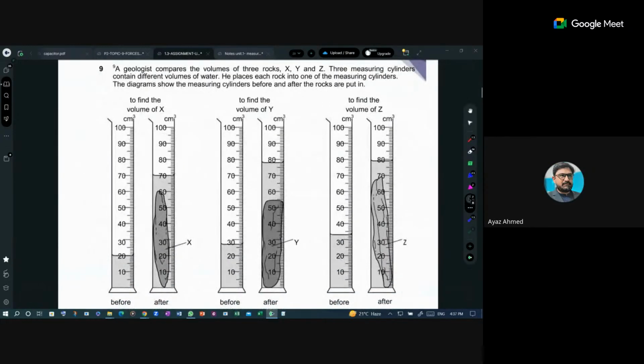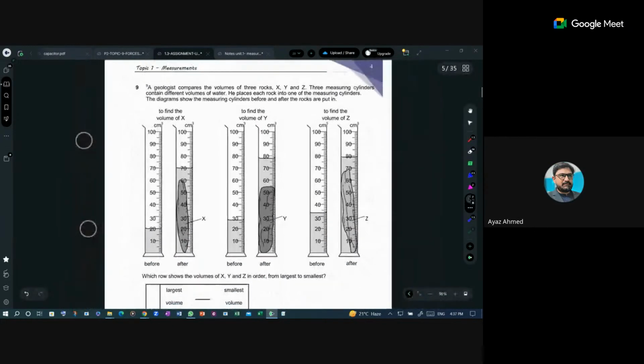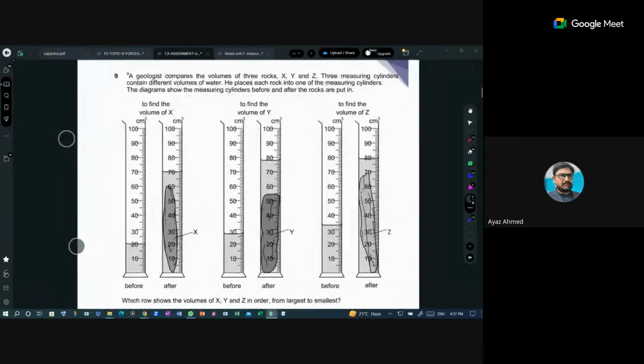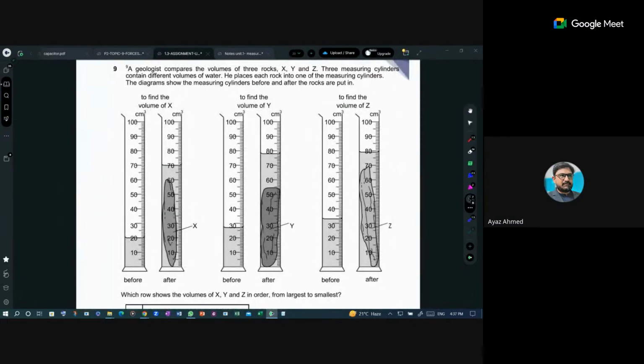Okay, now this is a question. It is a long question, so I will show you the first part, then I will go to the next. A geologist compares the volume of three rocks X, Y, and Z, in three measuring cylinders containing different volumes of water. He places each rock into one of the measuring cylinders. The diagram shows the measuring cylinders before and after the rocks are put in.